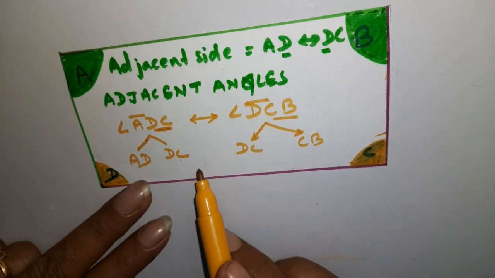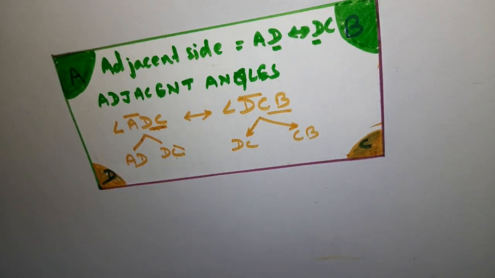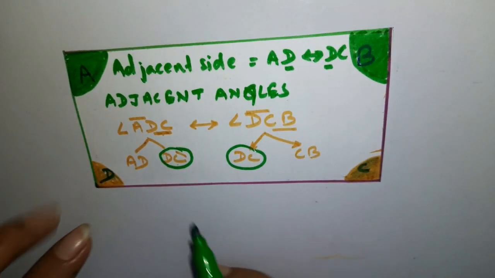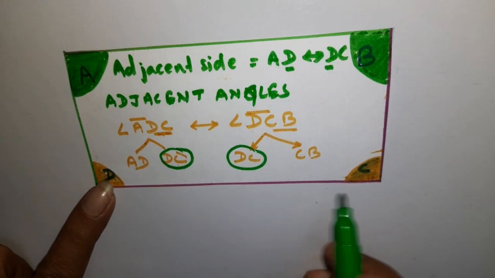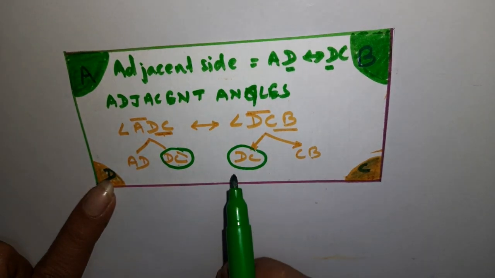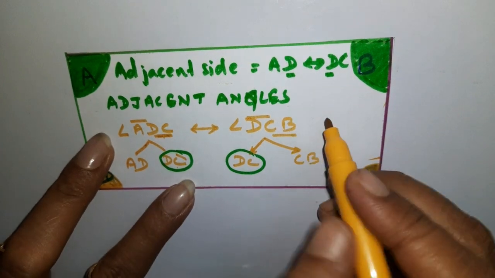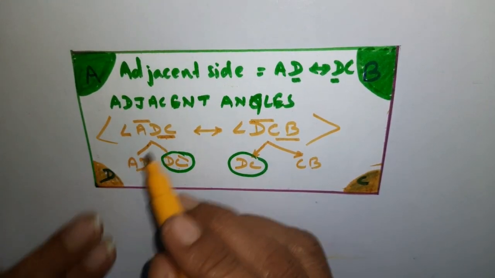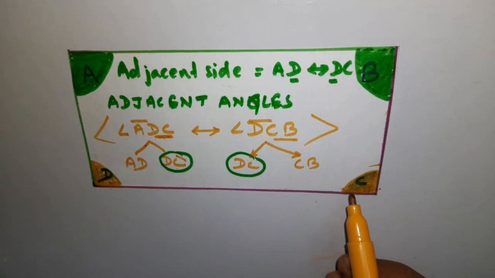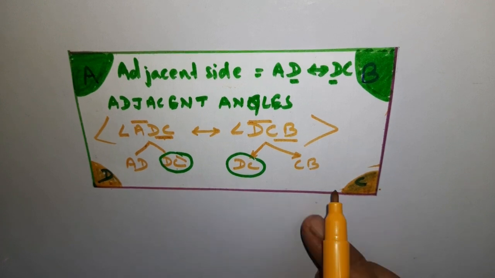And that is why when you share a common arm, this is the arm which is shared between these two angles. And when an arm is shared between two angles, we call it an adjacent angle, a pair of adjacent angles. Okay, so we are having here a pair of adjacent angles as angle ADC and angle DCB. That is why these two yellow colored angles are adjacent angles to each other. Okay, they are an adjacent pair of angles.